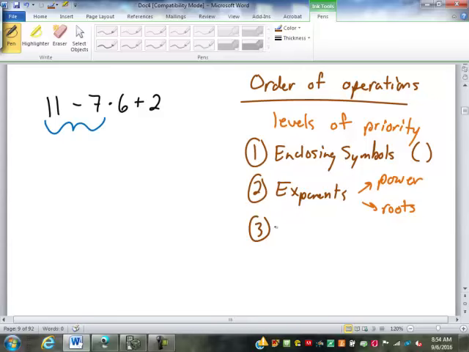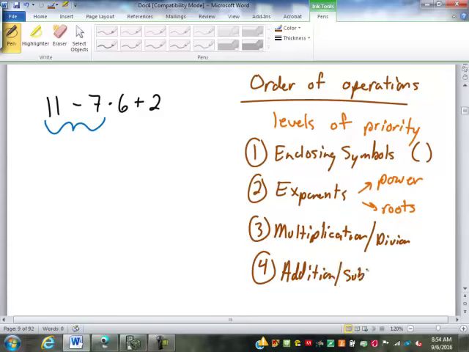Third level of priority is multiplication. Now we've already discussed the fact that multiplication and division are the same thing. So division happens at the same time. And then the lowest priority, the last thing that gets done, is addition. If there's nothing else to do, addition, and of course, along with addition becomes subtraction.